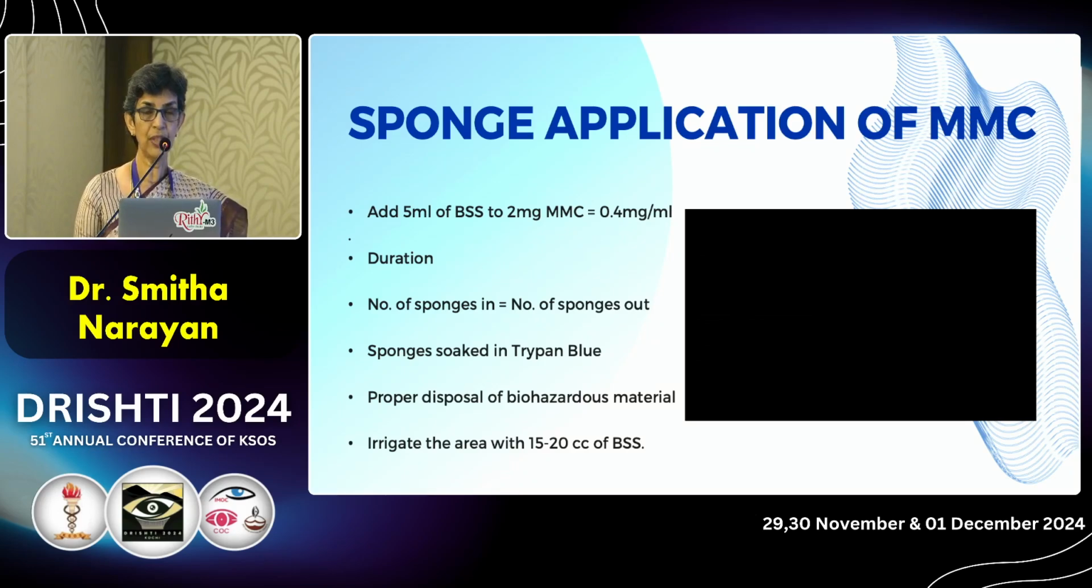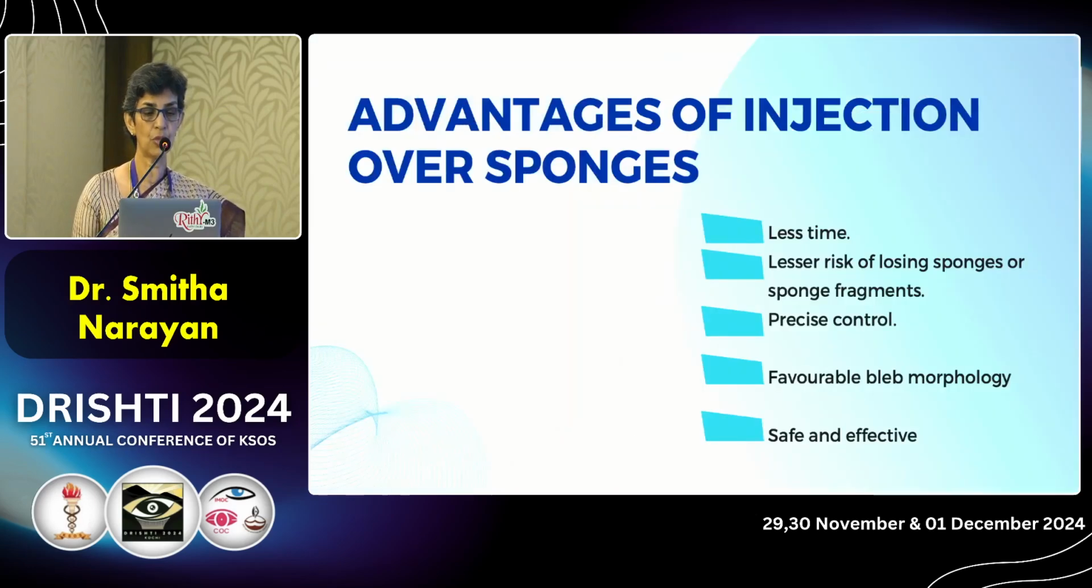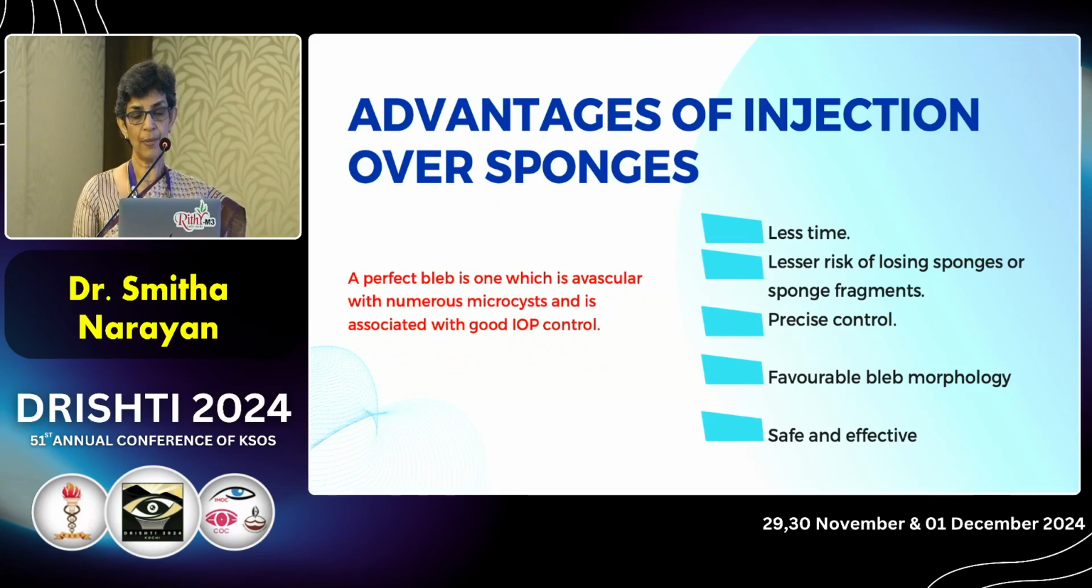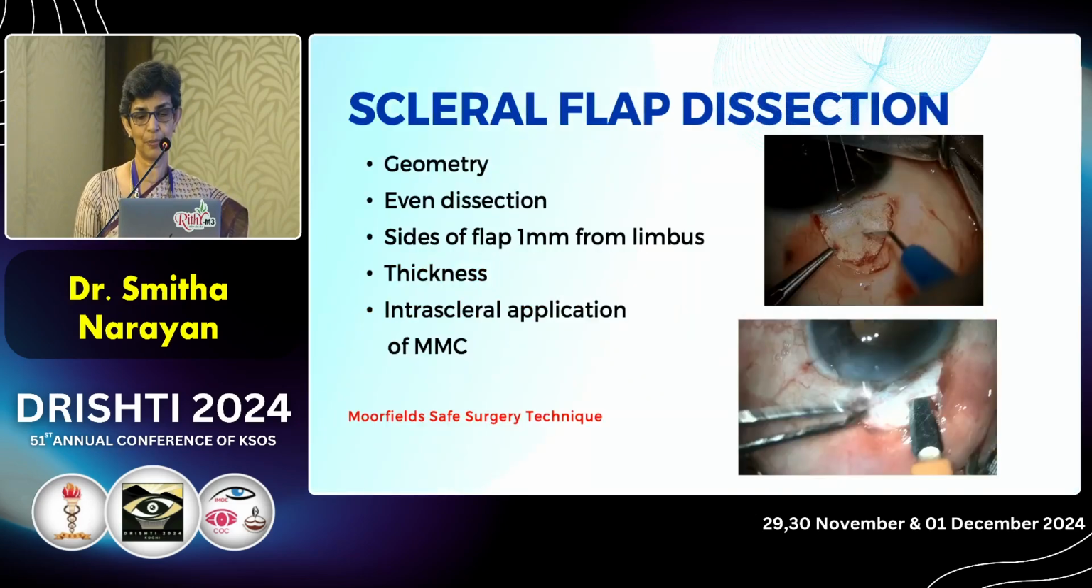And after removing the sponges, you have to irrigate the area with about 15 to 20 cc of balanced salt solution. Injections, I feel, provide precise control of the dosage of drug that can be given in that area, which is not only safe and effective, because there is a lesser risk of losing sponges or sponge fragments, but also gives you a perfect bleb, which is avascular with numerous microcysts, and it is usually associated with good control. And besides, naturally, injections take less time.